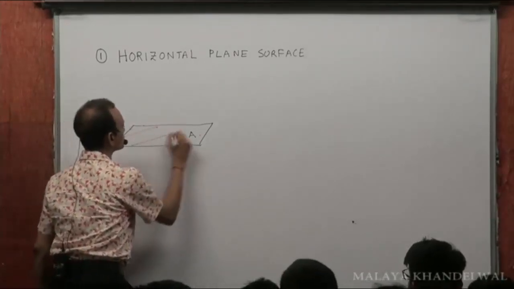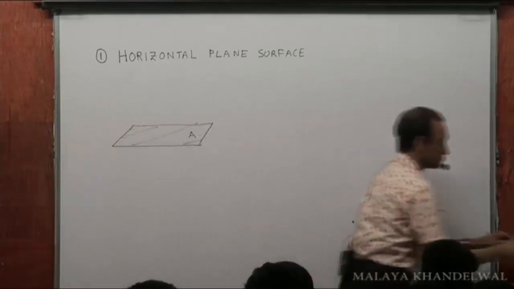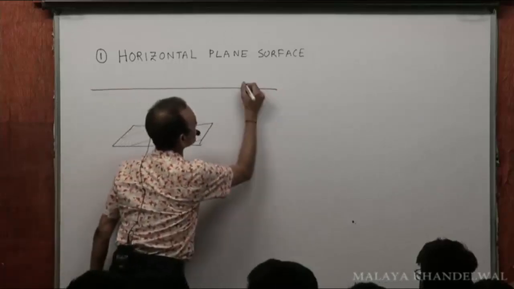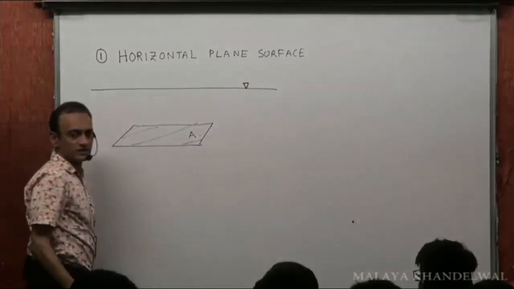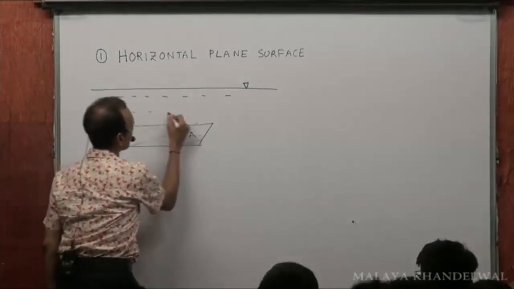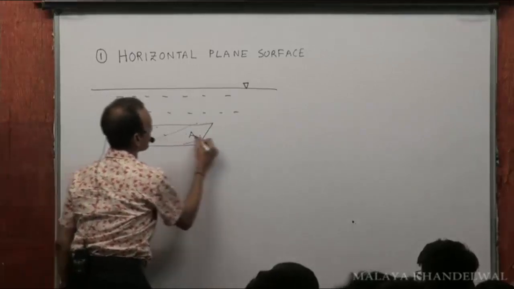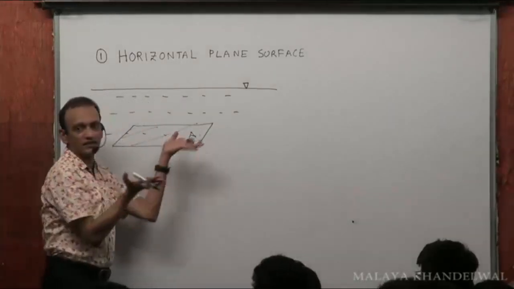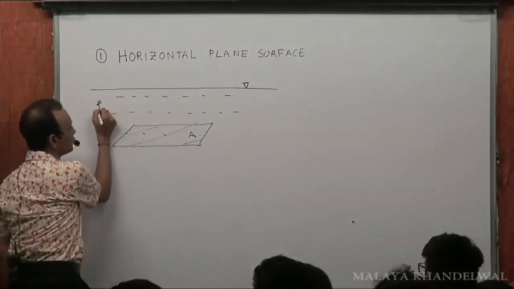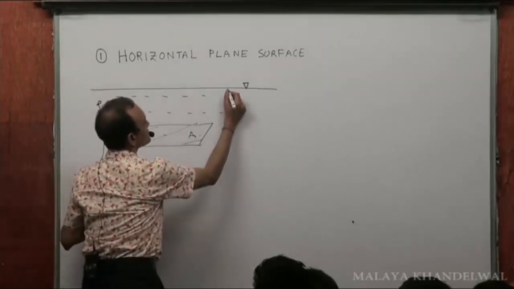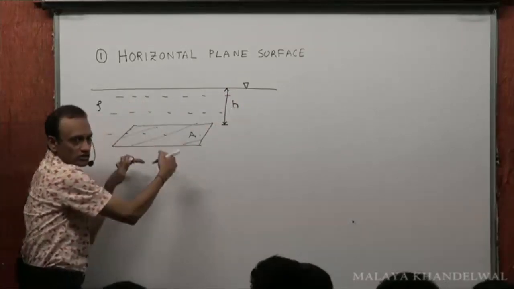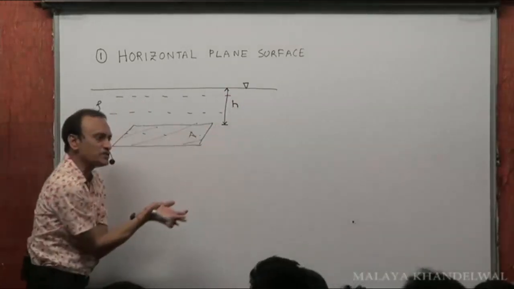And this is the free surface of a certain liquid, and this surface is parallel to the free surface. This is a liquid of density rho, and this horizontal surface is placed at a depth h below the free surface.